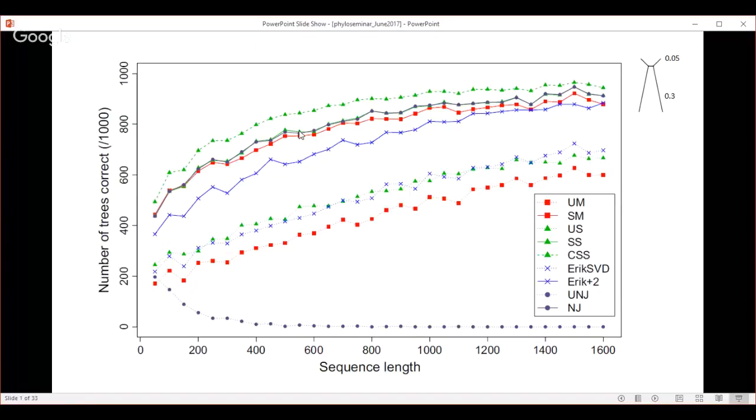Not too much to pick between, say, signed squangles, signed minors or neighbor joining, but the bias corrected signed squangles are doing a little bit better than everything else.